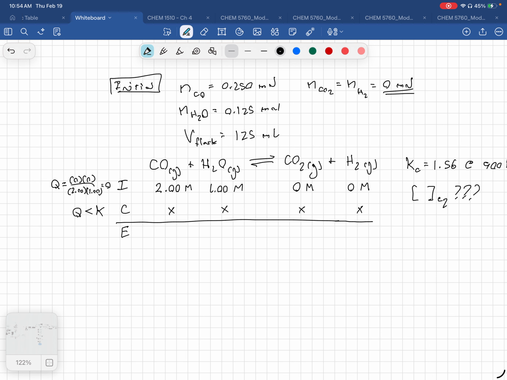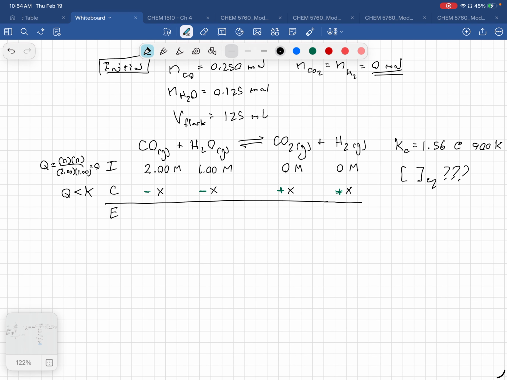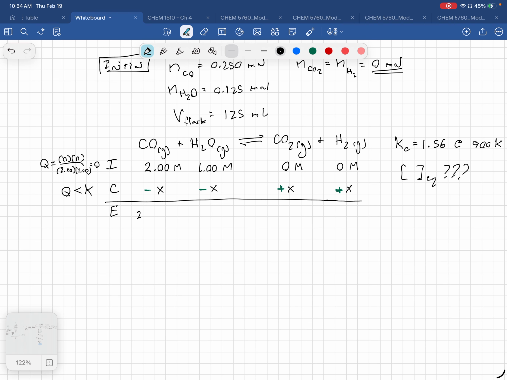And so remember, Q is less than K means that our reactants are going to go down in concentration, and our products are going to go up in concentration to reach equilibrium. So that means that our equilibrium concentration of CO is 2.00 minus X. Our equilibrium concentration of H2O is 1.00 minus X. Our equilibrium concentration of CO2 is simply X. And our equilibrium concentration of H2 is simply X.